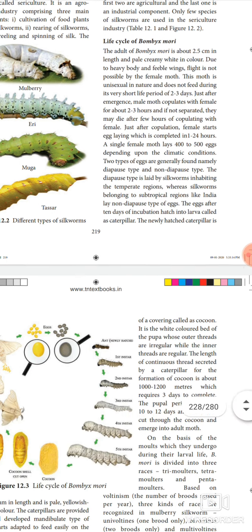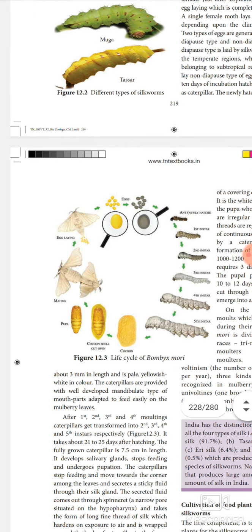The newly hatched caterpillar is about 3 millimeters in length and is pale yellowish white in color. It is a mixture of yellow and white.